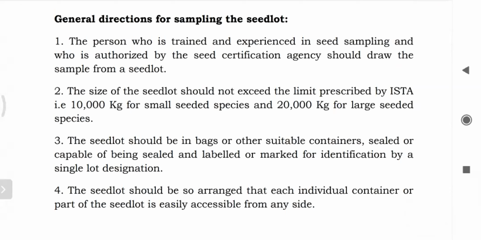So the size of the seed lot should not exceed the limits prescribed by the ISTA, that is 10,000 kg of small seeded species and 20,000 kg of large seeded species.